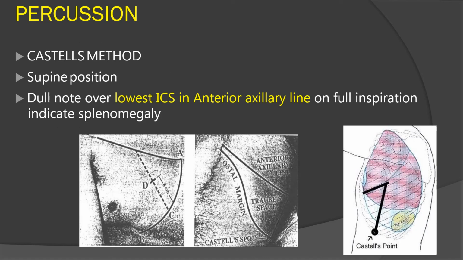Coming to Castell's method, it is done in supine position. A dull note over the lowest intercostal space in the anterior axillary line on full inspiration indicates splenomegaly.